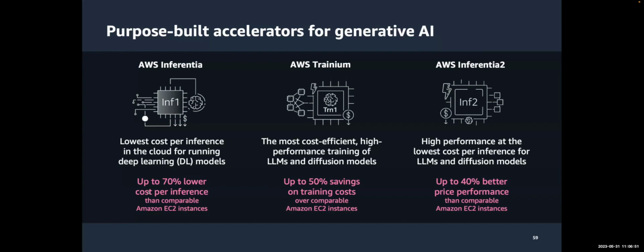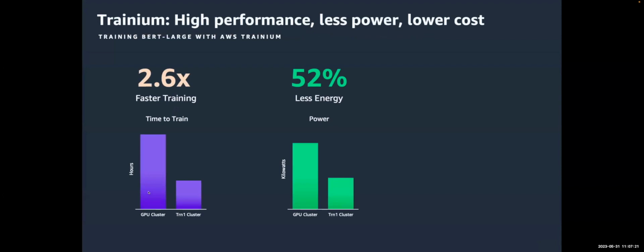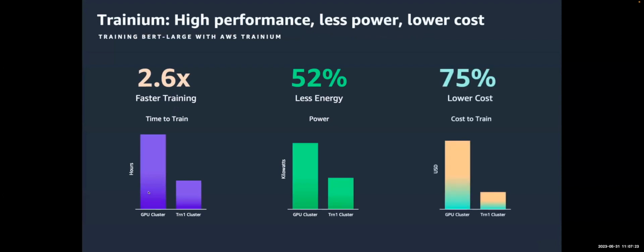And basically, over the last 5 years, we have been investing in purpose-built accelerators for generative AI, for inference and training, which have achieved some great benchmarks and important results when it comes to training speed, as well as improving power consumption, and also lowering the overall cost of training.